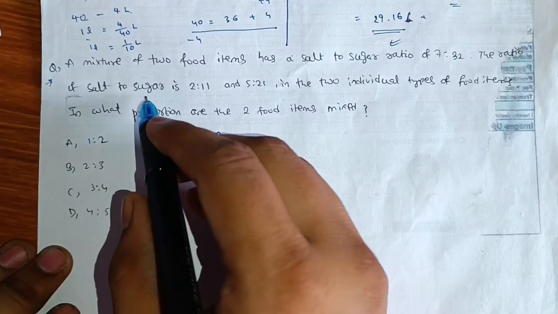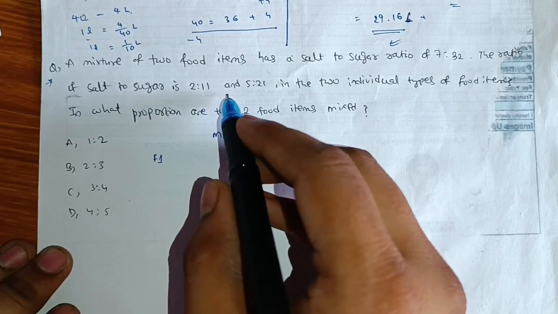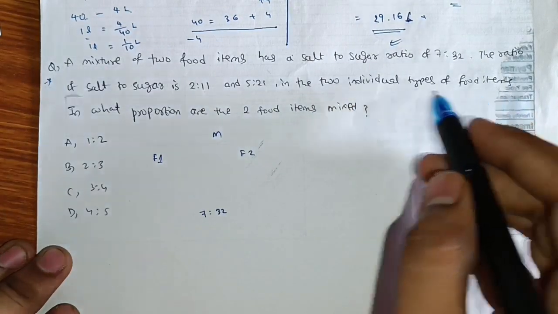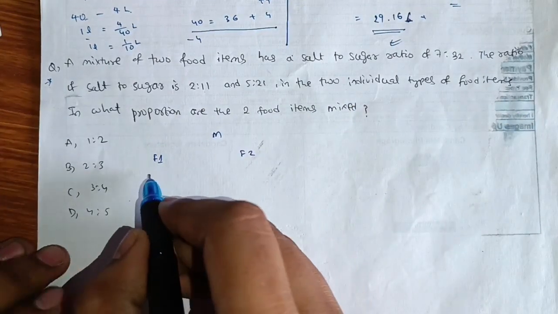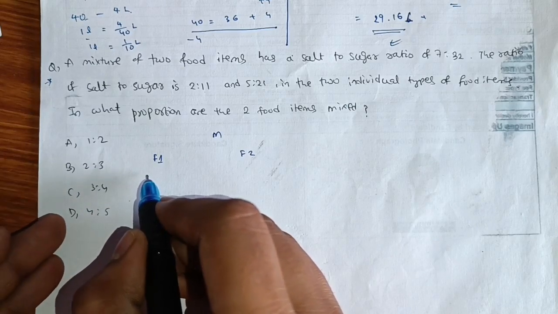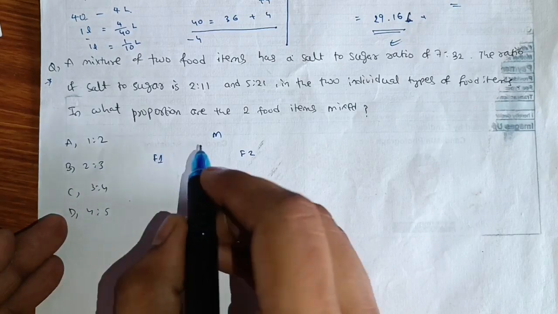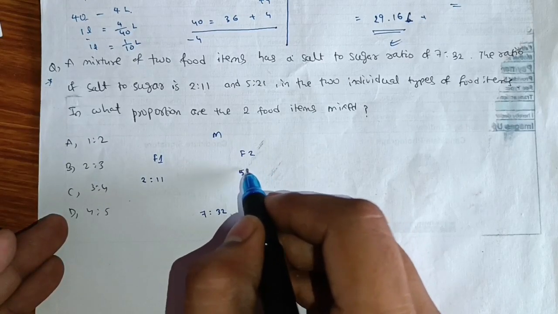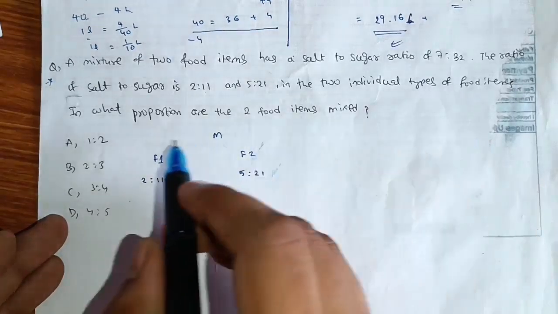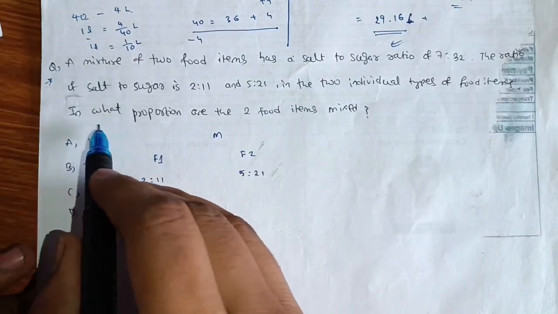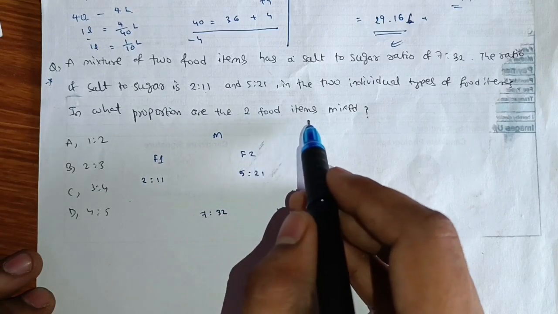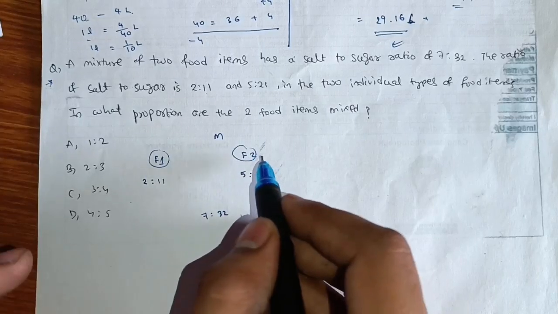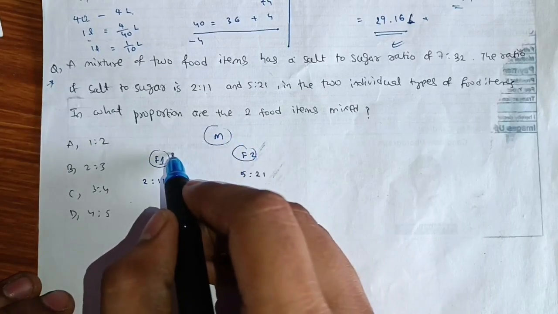The ratio of salt to sugar is 2:11 and 5:21 in the two individual types of food items. So it is given directly that in food item 1 the salt to sugar ratio is 2:11, and in food 2 it is 5:21. Now he is asking in what proportion the two food items are mixed. What is the ratio of these two items making this mixture?